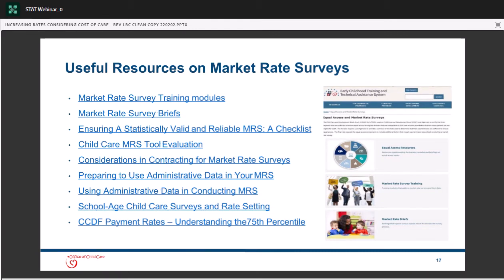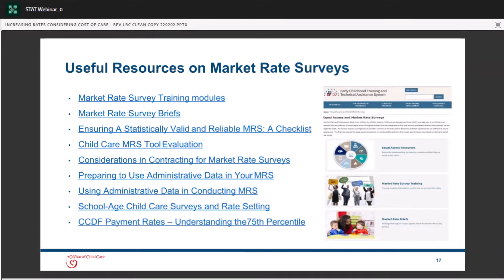We are not going to spend time today discussing how to conduct market rate surveys for price gathering, though we are encouraging you to review a number of resources we have available on the NCSIA page, as shown here on the OCC website. This is just a sampling of what's available. There are a host of resources.